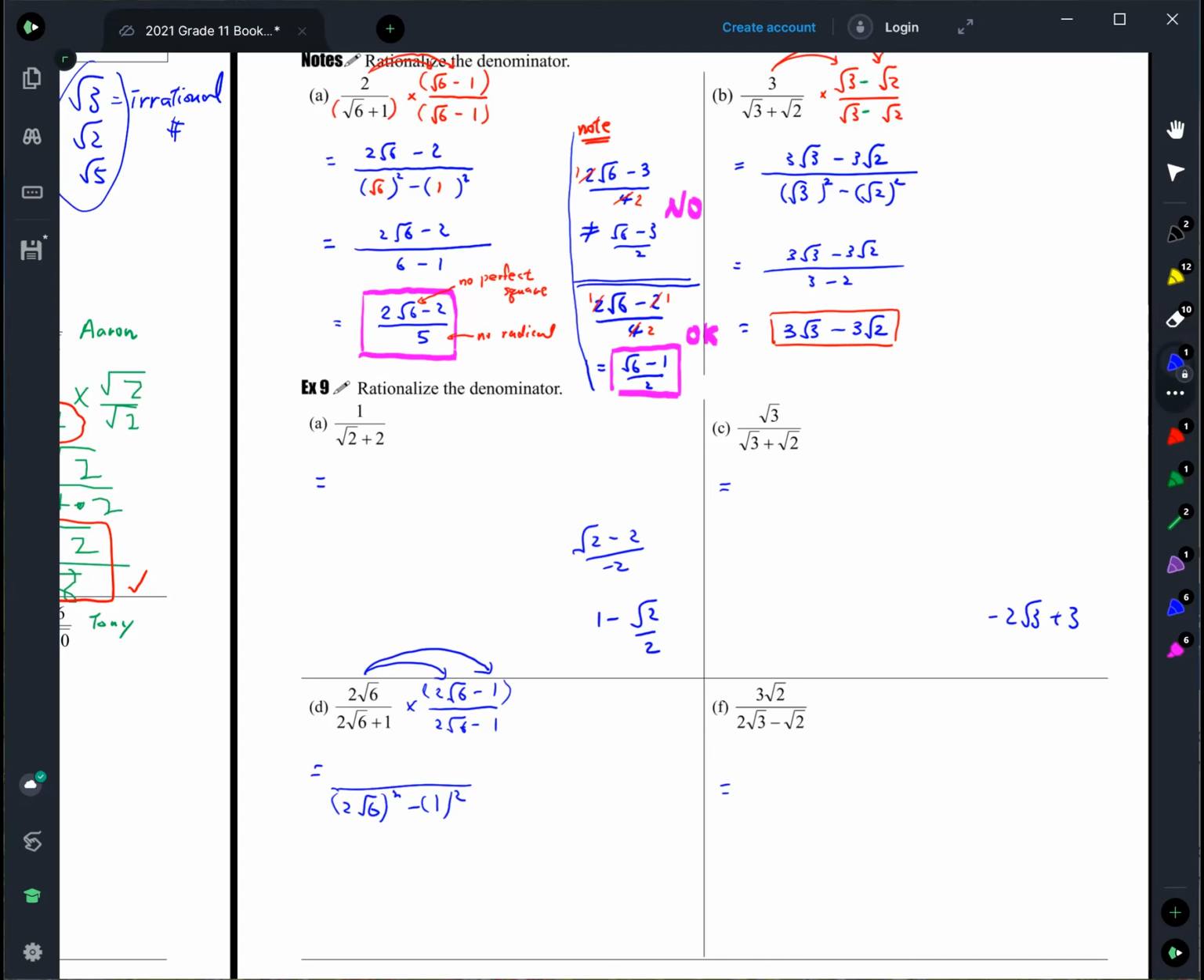Jenny, anything different for A and C? For C, I got 3 minus root 6. 3 minus root 6. Okay. Anything else? Anyone has something different?